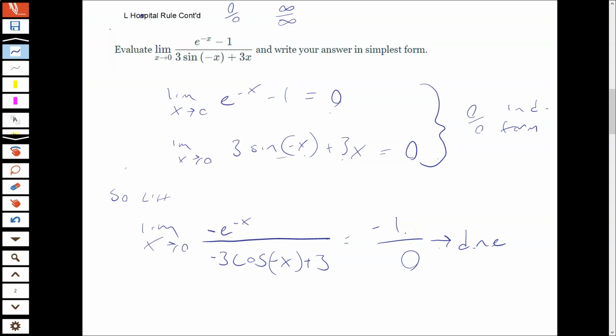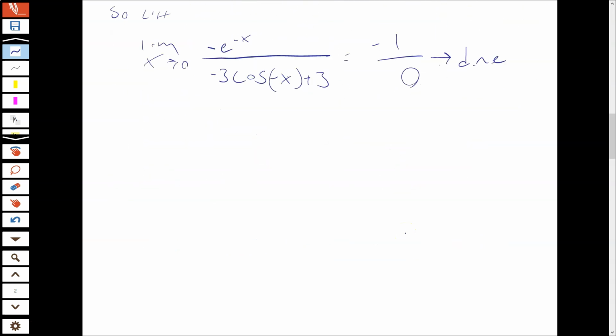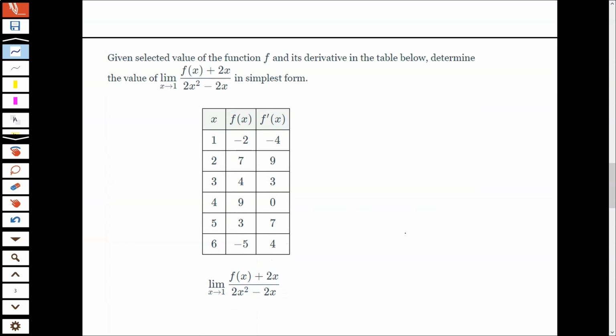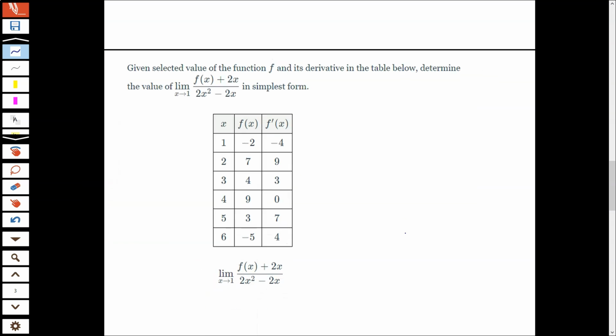Okay. Let's look at some more interesting problems. Given the selected values of the function f and its derivative in the table below, determine the value of the limit as x approaches 1 of blah blah blah in simplest form. Okay, so let's check the top and bottom.